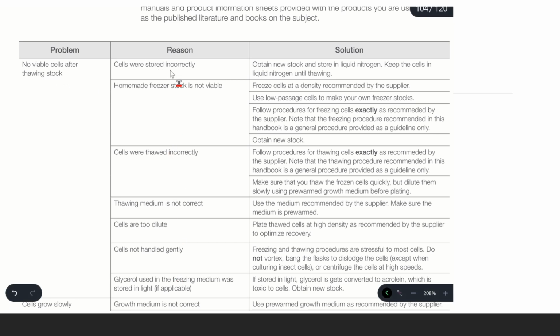potential reasons. Cells were stored incorrectly. I had this happen before. An undergrad accidentally used 40% DMSO instead of 10%, and all the cells died. So homemade freezer stock is not viable. Like when you froze it down, the cells were already dead.